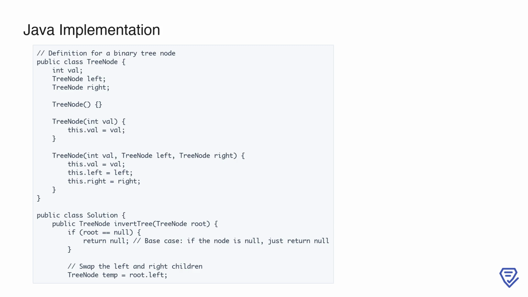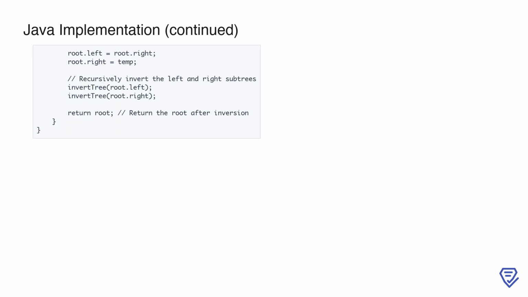The first thing we handle is the base case. If the root is null, meaning the tree is empty or we've reached a leaf node's child, we simply return null. Then, we prepare to swap the left and right children of the current node by temporarily storing the left child in a variable called temp. Next, we assign the right child of the current node to its left child and the value stored in temp to its right child, effectively swapping the two.